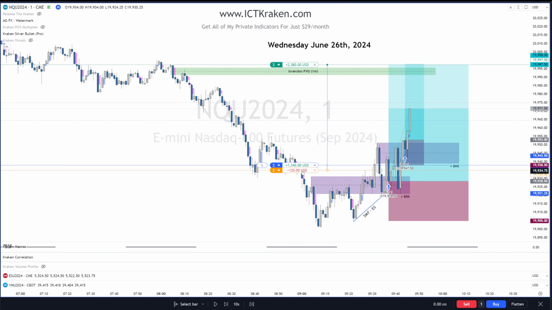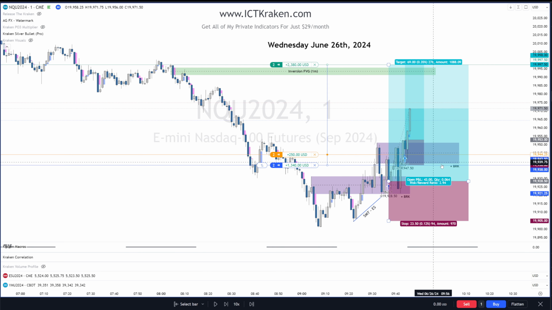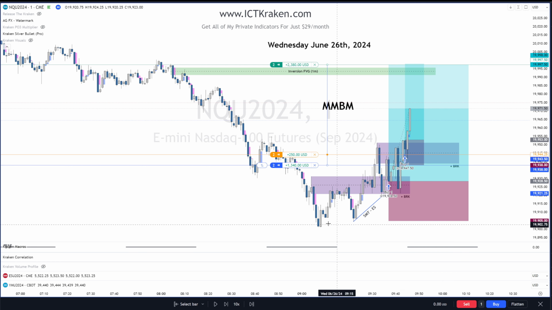Okay, so now we're going to go at least break even on here because I've gone quite a bit on this one. So we're gonna stop right there. Now, this is a market maker buy model. Let's pull our fib from the manipulation leg. This is still the manipulation leg, even though SMT was here. This is still the manipulation leg for me. And we are targeting in between the 2 and the 2.5, which is great.